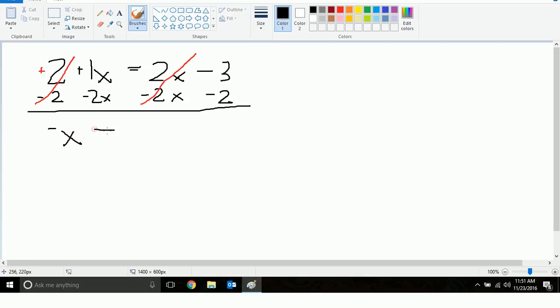-x equals, over here, I was $3 in debt. Now I'm $2 more in debt. I am -5 in debt. Okay, got to get x by itself. We got to get rid of that negative sign.